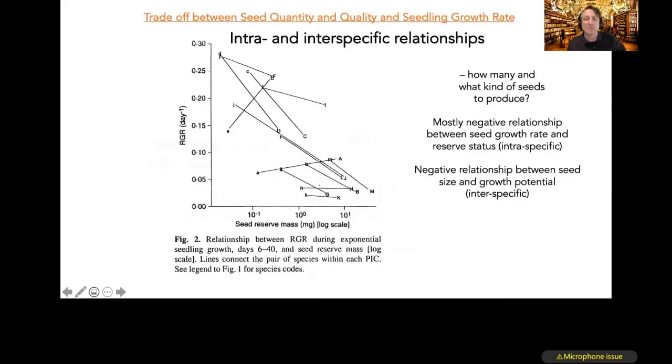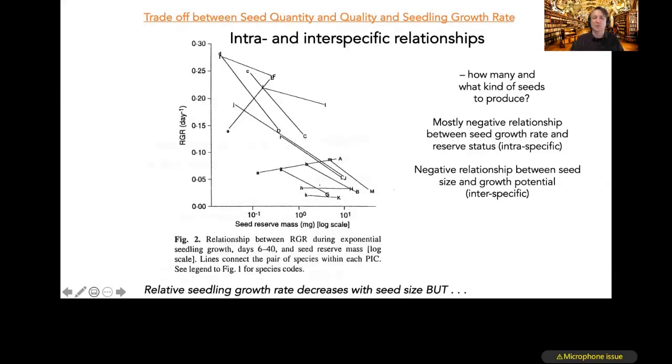And we see that even within species. You can find individuals that produce bigger seeds and some individuals that produce smaller seeds, and we get this inverse relationship. That inverse relationship is reflected in the relative growth rate of those individuals. So we get this very interesting relationship, with this trade-off between seed quality and quantity and the growth rates of those seedlings. Differences in allocation are reflected in differences in growth rates.